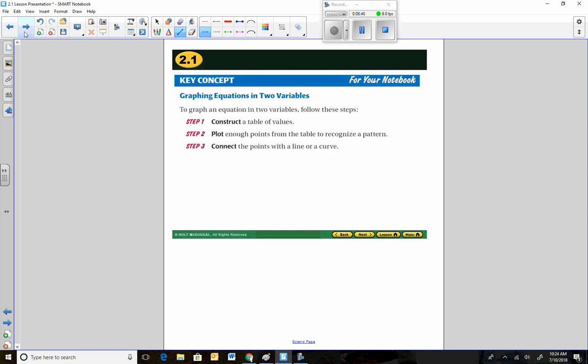All right, when it comes to graphing equations in 2 variables, first of all, construct a table of your values. Then plot all your points and connect the dots either with a line or a curve. Let's take a look at what that is.